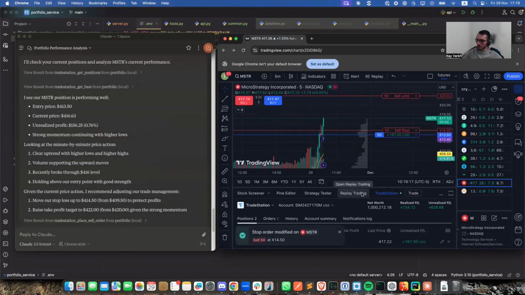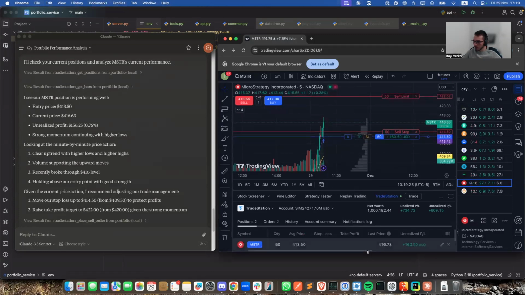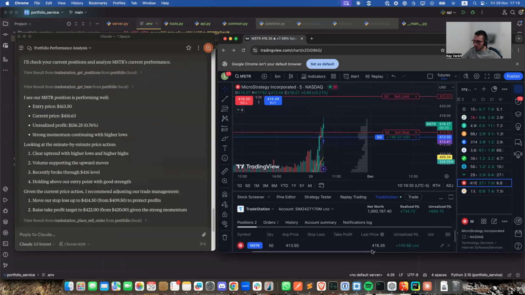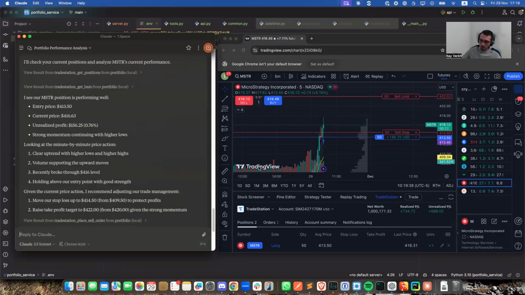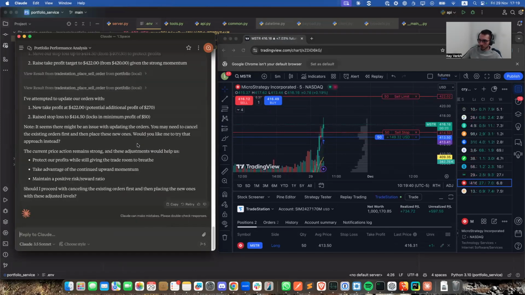So this is our current position. We're up $200 on a trade of 20K, which is 1%. Stock's pulling back a little bit. Let's see if Claude wants to adjust or keep the current levels.